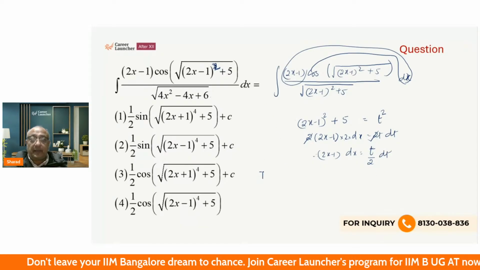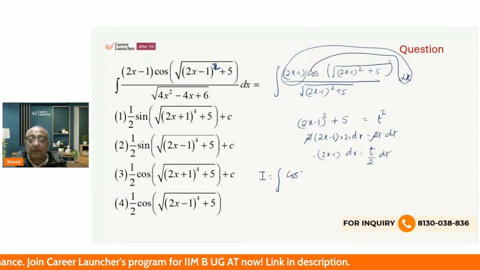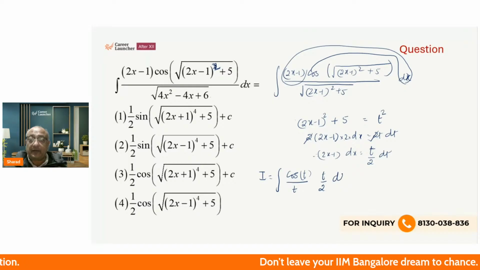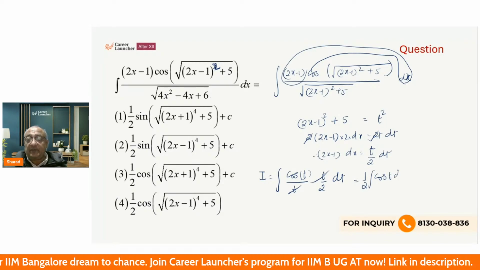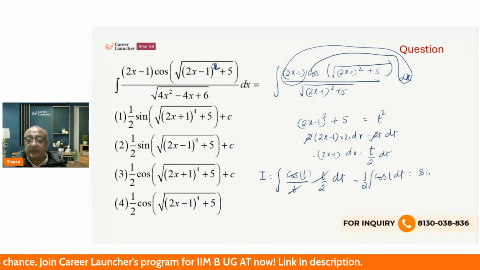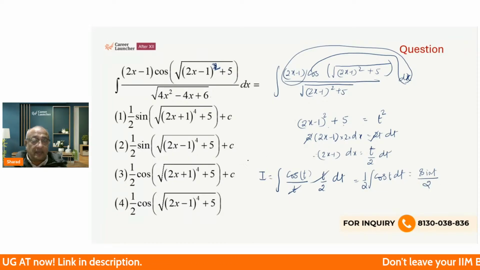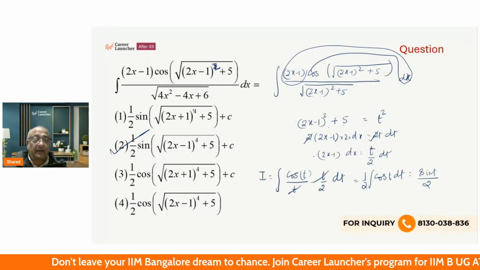So I'll put here my integration I will be equal to cos of t upon t. Wonderful, because this t will cancel and I don't have to use by parts or anything like that. So I'll get 1 by 2 integration of cos t. As we are aware, integration of cos t is sin t. So I'll get sin t by 2, and t is nothing but under root of this. So my answer is 1 by 2 under root of 2x minus 1 whole square plus 5.